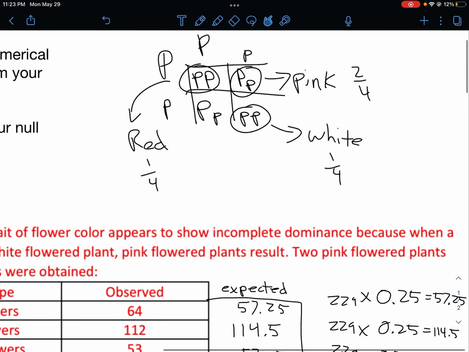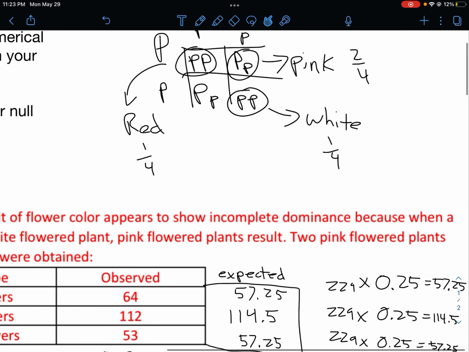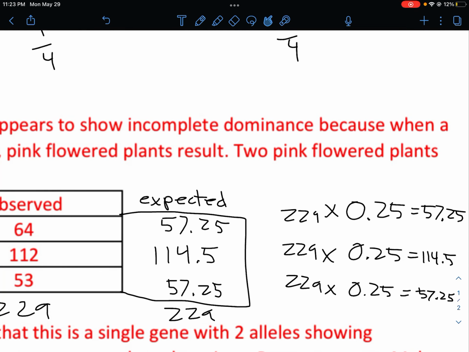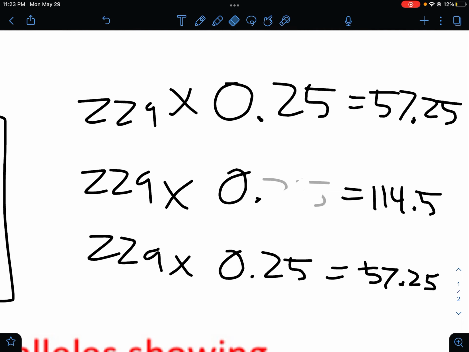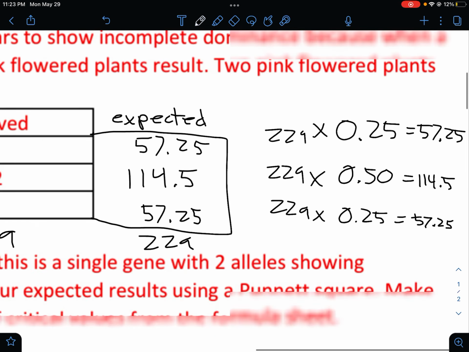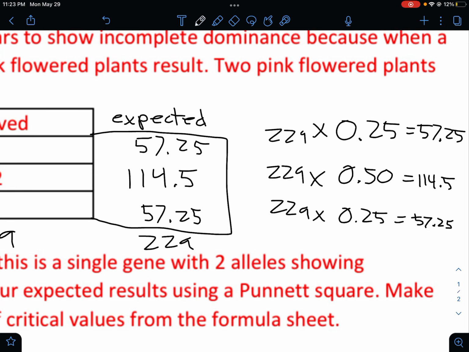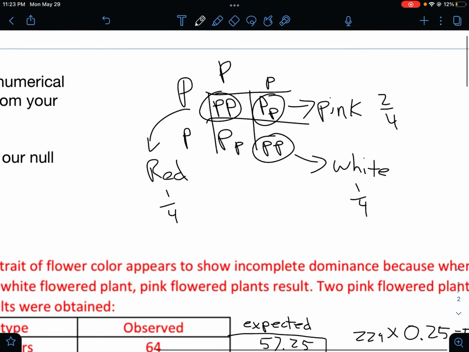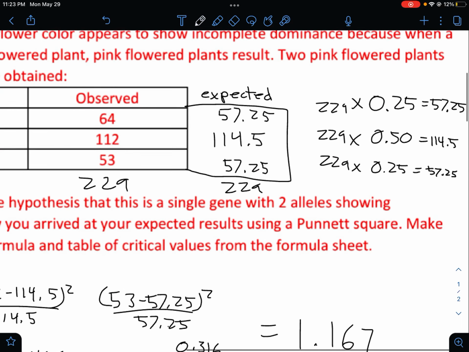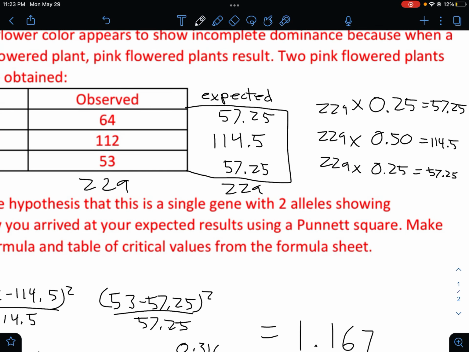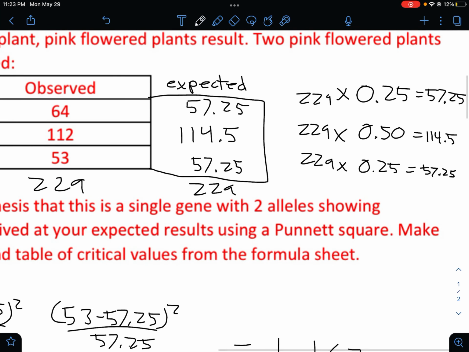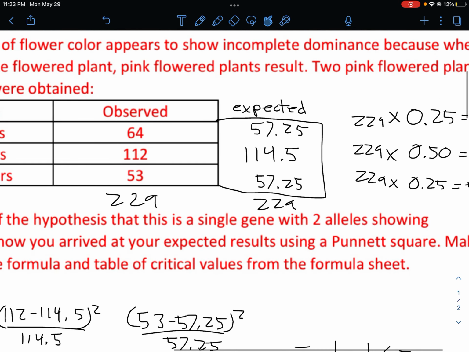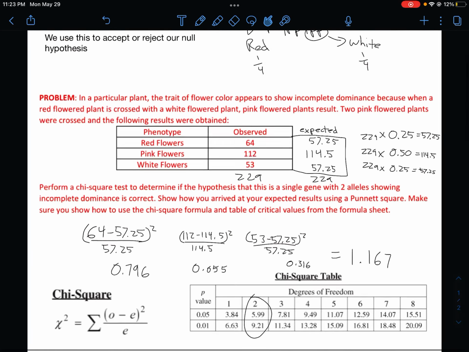Then what you do with that data is you multiply the total amount by whatever you get from here. So for the red flowers, you got 1/4, so we'd multiply 229 by 0.25, which is 1/4, and then you get 57.25. And then you do 229 times 0.50, and that equals 114.5, because the 50 percent represents the pink, which is 2/4. And the same thing with the white, you would do 229 times 0.25, which equals 57.25, and that's how you would get your expected results for the chi-square test.